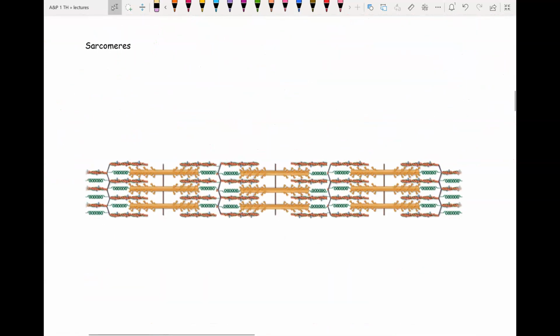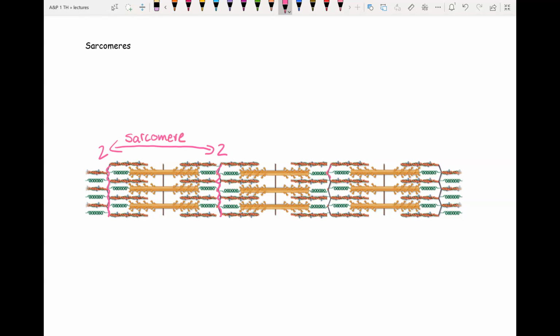Okay, so we just talked about sarcomeres. Here is some sarcomeres up close. Remember, it goes Z disc to Z disc. So here, these zigzag lines are your Z disc. So here's a Z disc, here's a Z disc. So this area from one Z disc to the next is a sarcomere.